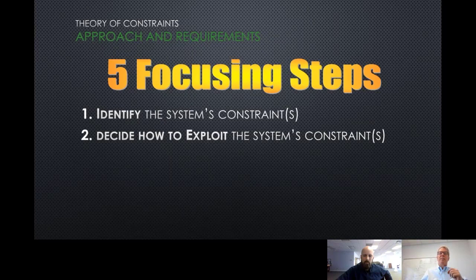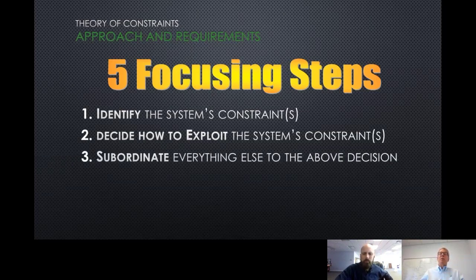Anyway, the second step is make a decision in your head. No action. We haven't done anything yet. We're just thinking, we're planning. What should we do to exploit the system's constraint? Because if we exploit the system's constraint, the system gets more units of the goal. Is that clear? Yes. So then the next step, before we've done anything, the first time we actually do something, is when we subordinate everything else to the decision we came up with in step two.